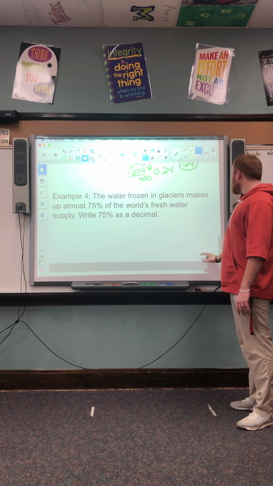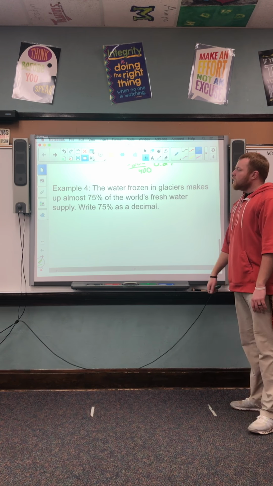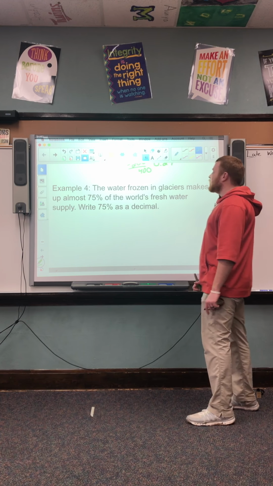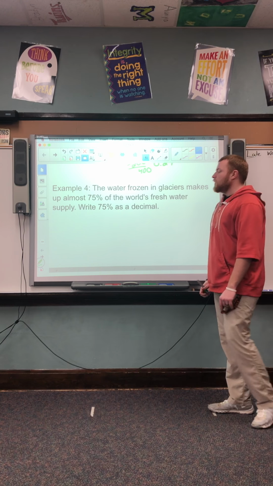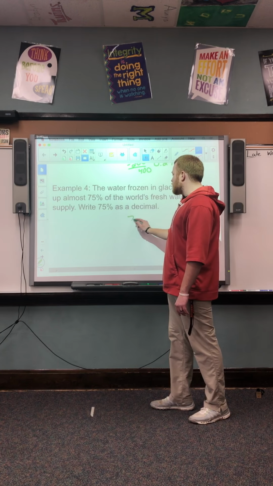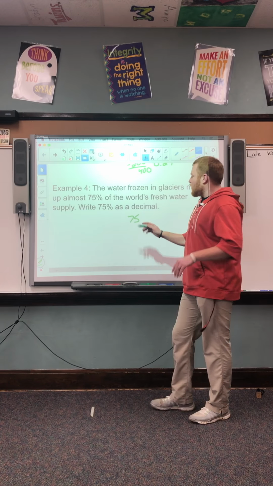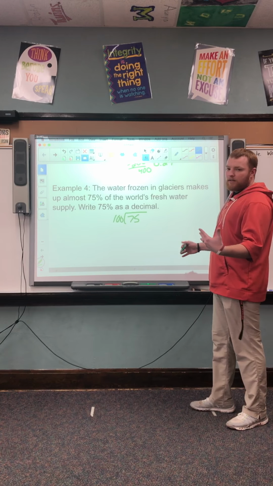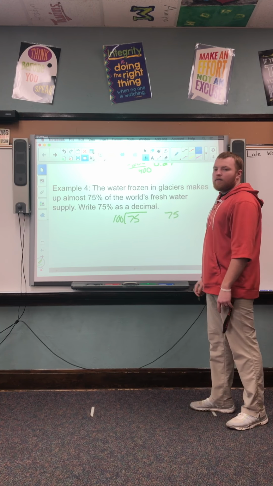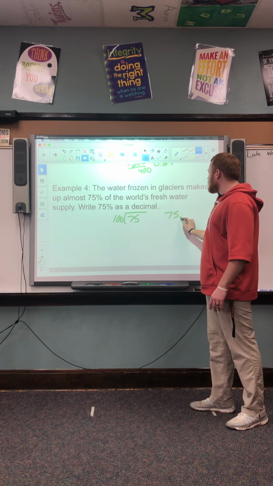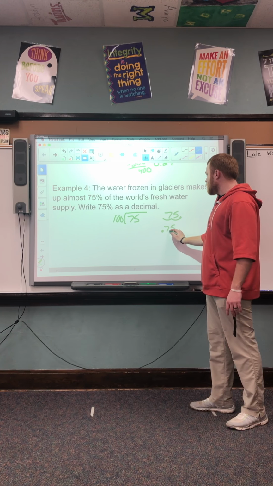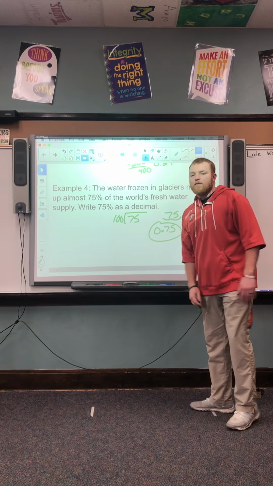Example 4. This is the last example. The water frozen in glaciers makes up almost 75% of the world's fresh water supply. Write 75% as a decimal. Again, you can go 75 divided by 100 if you want to. To save time, the decimal in 75 is all the way to the right. Since there are 2 zeros in 100 and we're dividing, move it over twice: 1, 2. Our answer is 75 hundredths.